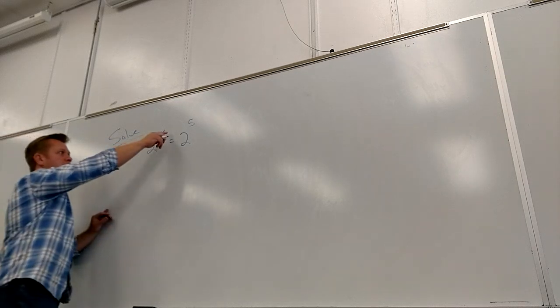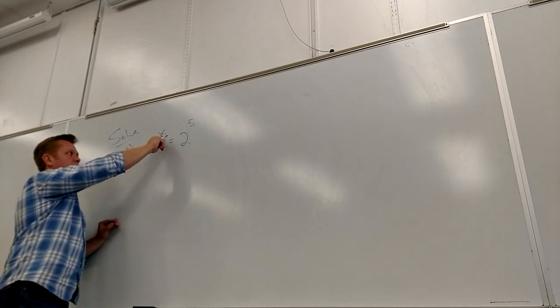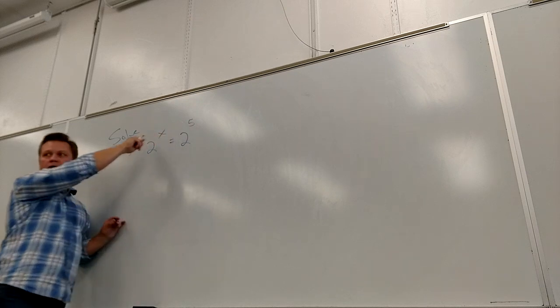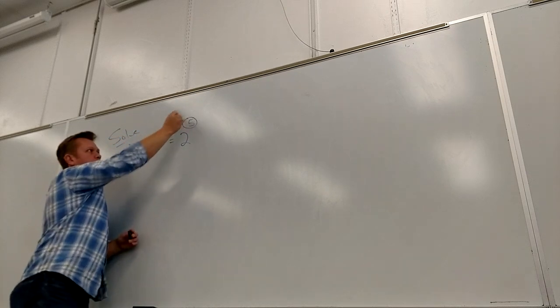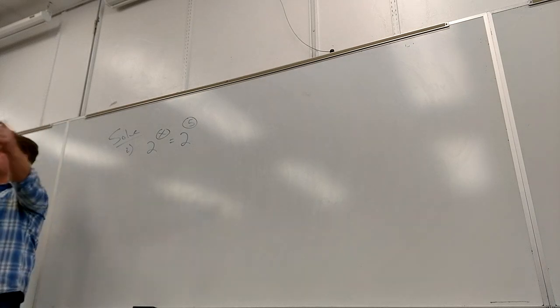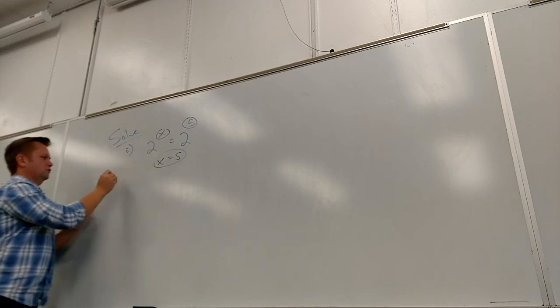So really, if you can get something written like this, it's asking you, what has to go here to make it this? So obviously that has to go here, right? So these have to be equal to each other. If I get the bases equal, the powers have to then be equal. And that's where the problem comes from. x equals 5.